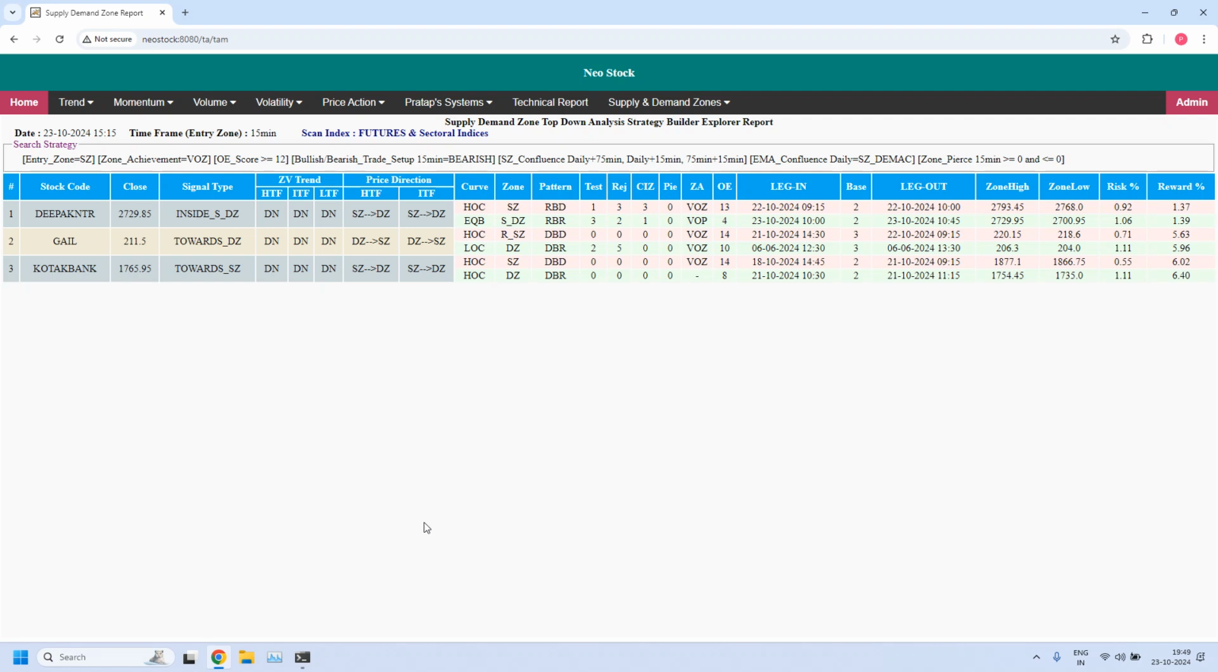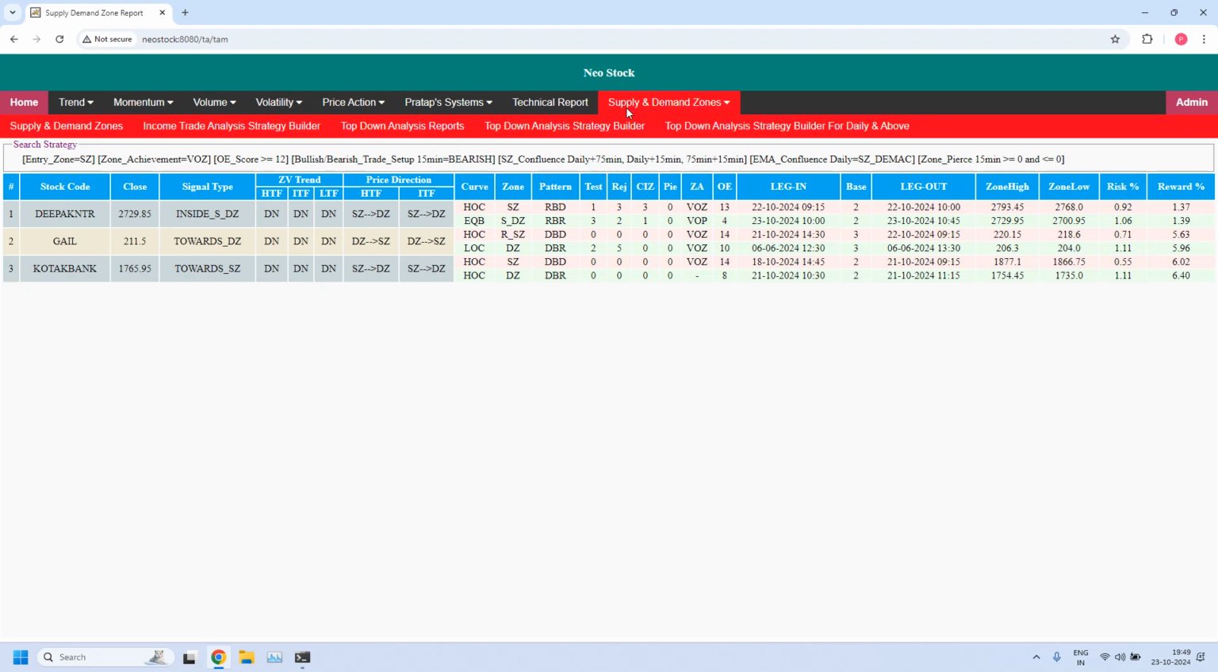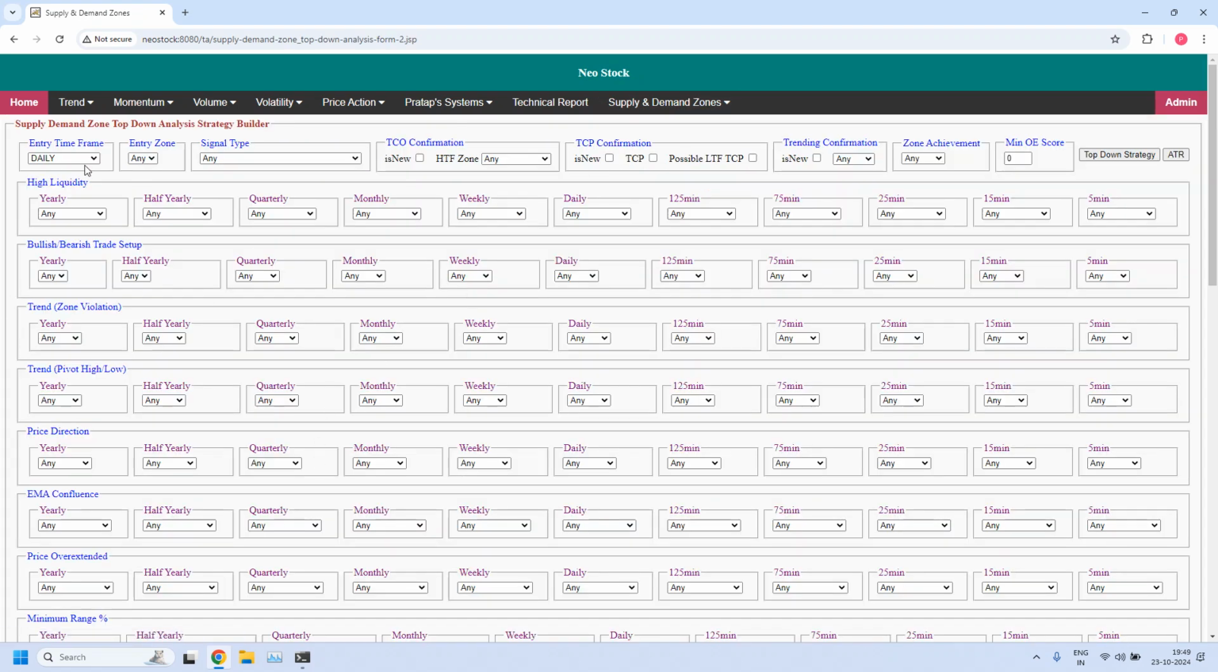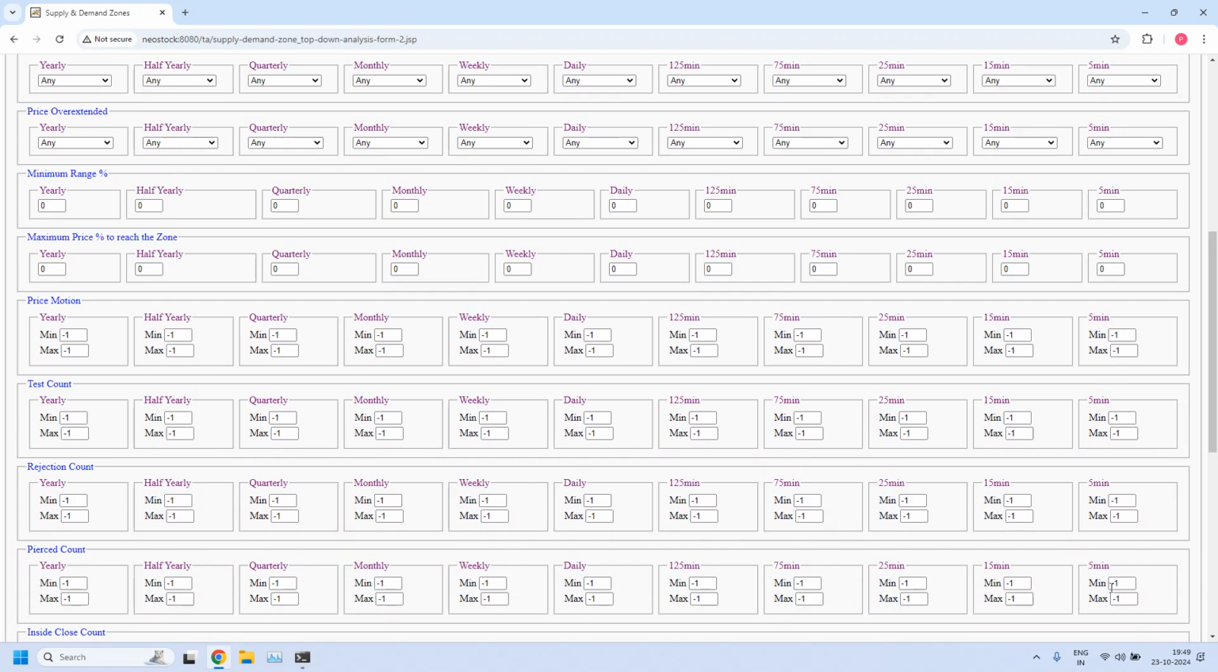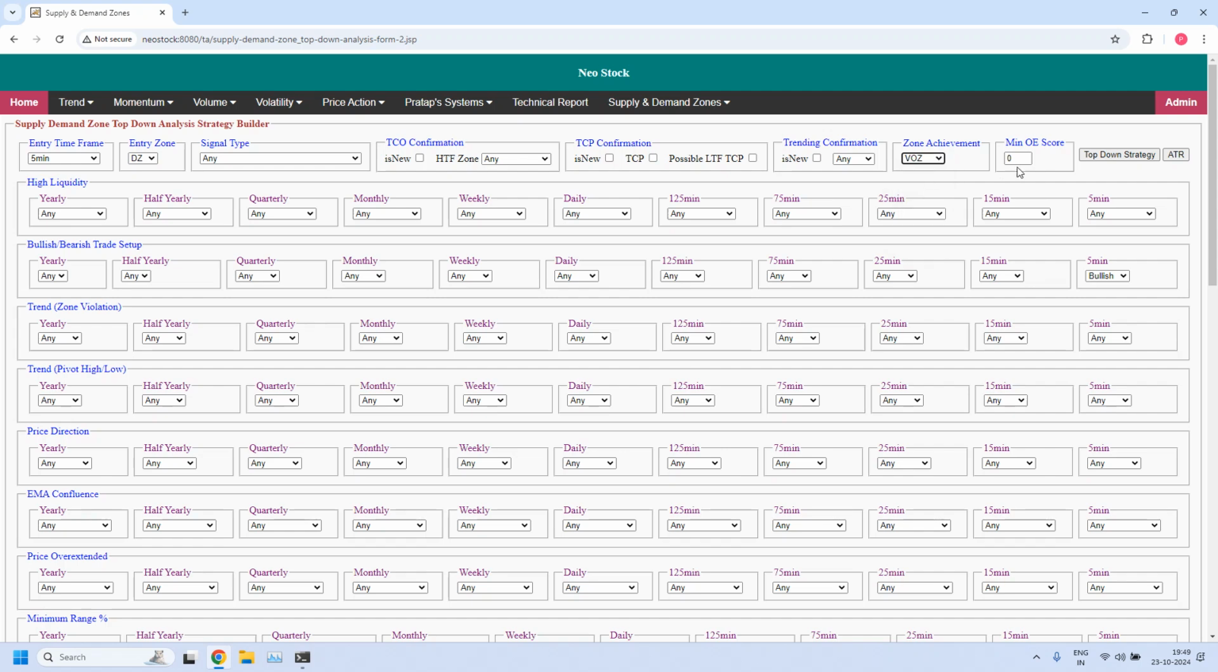Okay, this is about the bearish trade setup for daily income trade. So next reports are about hourly income trade, bullish trade setup: entry time frame 5 minutes, entry zone demand zone. In bullish or bearish trade setup at 5 minutes I am selecting bullish, and the 5 minutes demand zone should not be pierced. So in the pierced count at the entry time frame, that is 5 minutes time frame, minimum value is 0, maximum value is 0, that means the zone is not pierced. Zone achievement violated opposing zone, minimum odd enhanced score 12. All the 3 filters are applied to the 5 minutes demand zone.